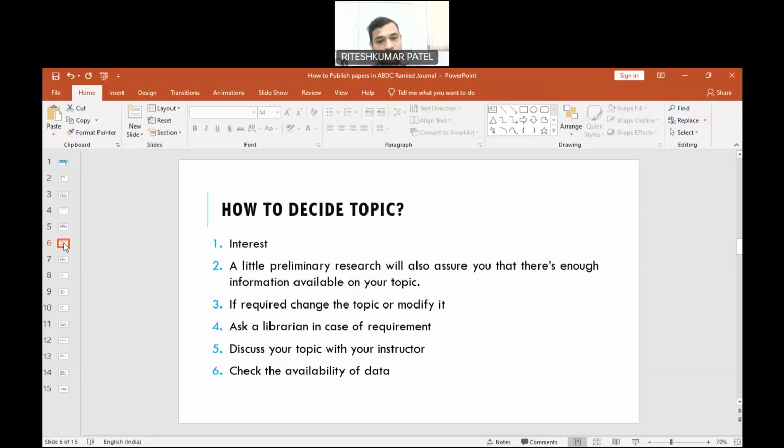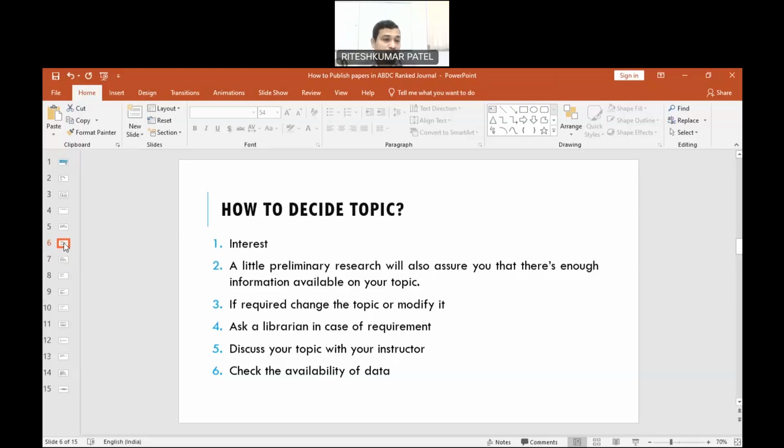If required, change the topic or modify it. It's not compulsory that you go on with the same topic you first thought of for your research. It's not necessary, because it creates a lot of trouble, and if required, you modify your topic as well. You ask a librarian in case you need some help, because a librarian has a strong repository of literature. So you can contact a librarian, ask them, and get detailed information from them on what to do, what not to do, and you'll be able to get the information very well.